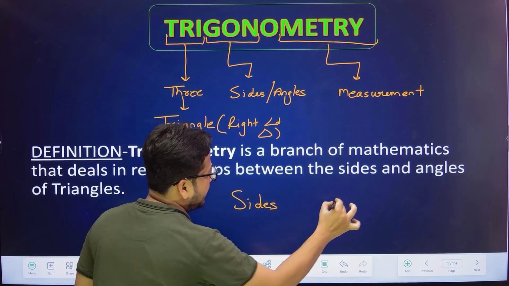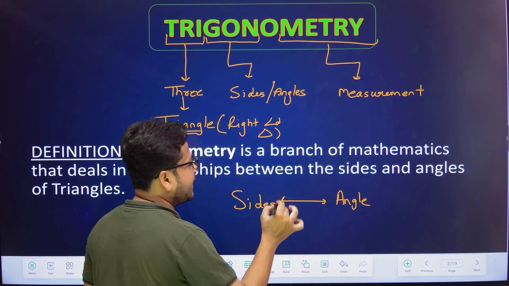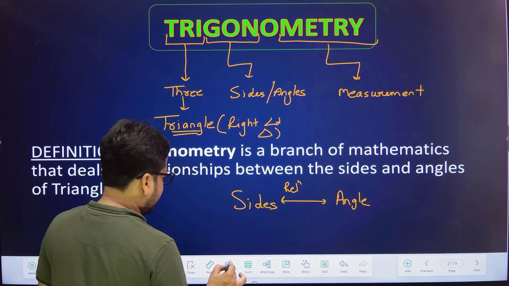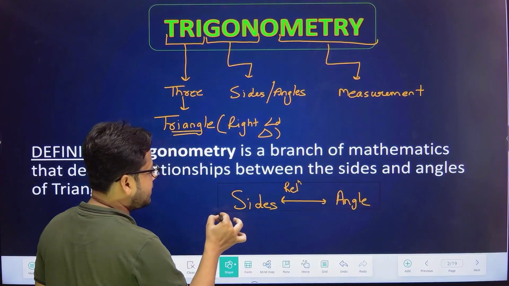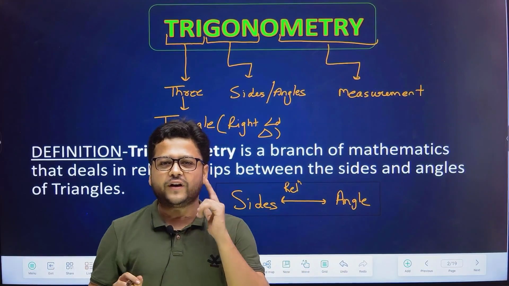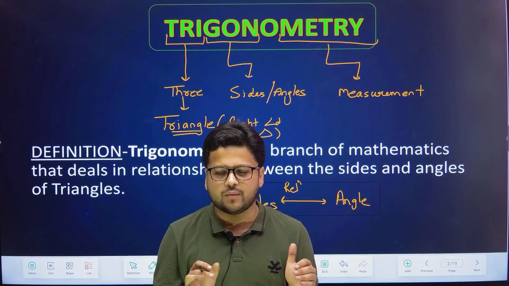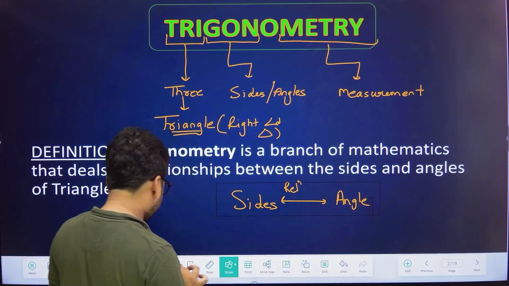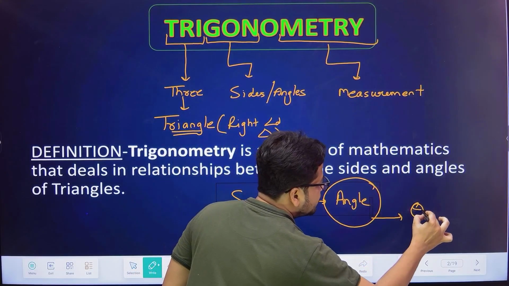Sides and angles. Students, I am using the word angle again and again over here. So what is the meaning of angle here? Students, the sense of angle is nothing but acute angle. You know very well, in a right angle triangle, one angle is a right angle and the other two angles are acute angles. So here I am talking about acute angles, and that acute angle is denoted by theta. Students, what is theta?